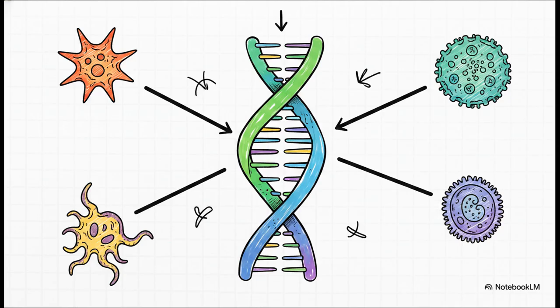It's absolutely crucial to understand that a supergroup like SAR, which is Stramenopiles, alveolates, and rhizarians, is defined almost entirely by whole genome DNA similarities. If you looked at them under a microscope, there is no way you'd guess they're related. Their unity is written exclusively in their genetic code.